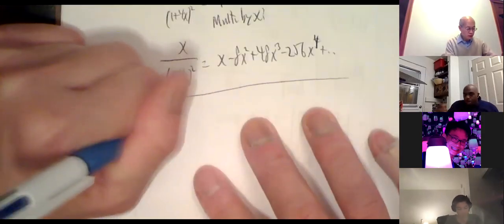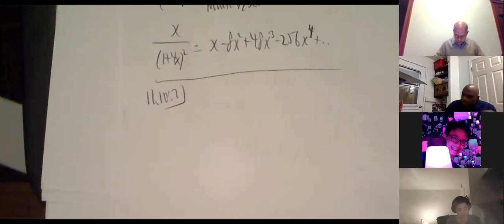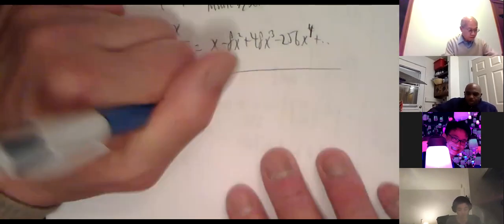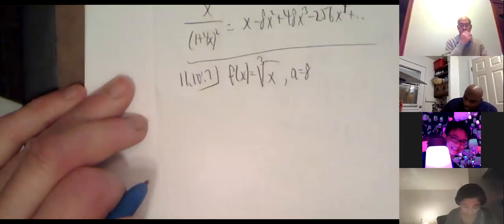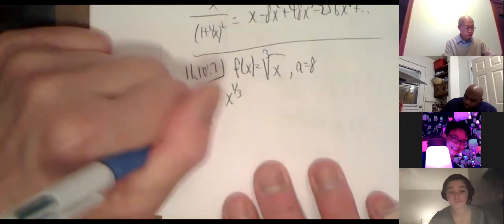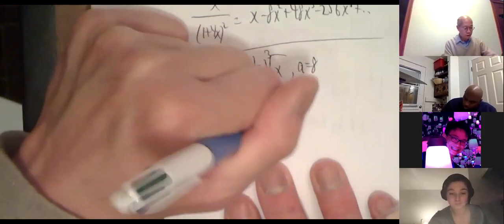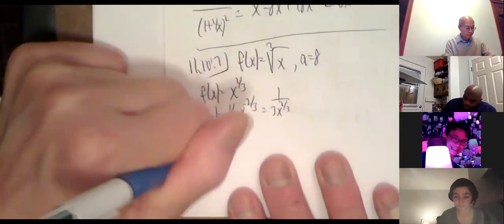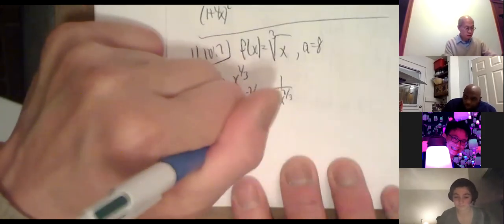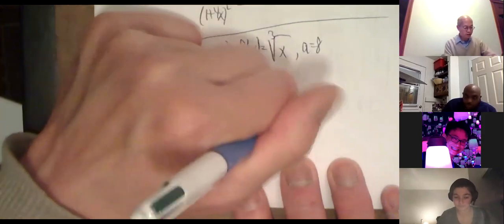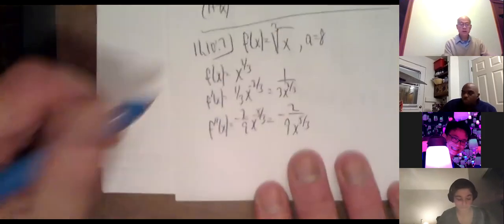Okay, 11.10, number 7. First 4 terms: f of x equals cube root of x, a equals 8. f of x is x to the 1/3. f prime of x is 1/3 x to the negative 2/3, which is 1 over 3 x to the 2/3. f double prime is negative 2/9 x to the negative 5/3, which is negative 2 over 9 x to the 5/3.